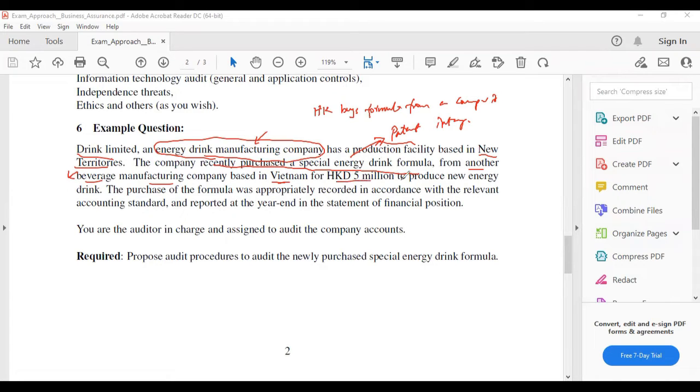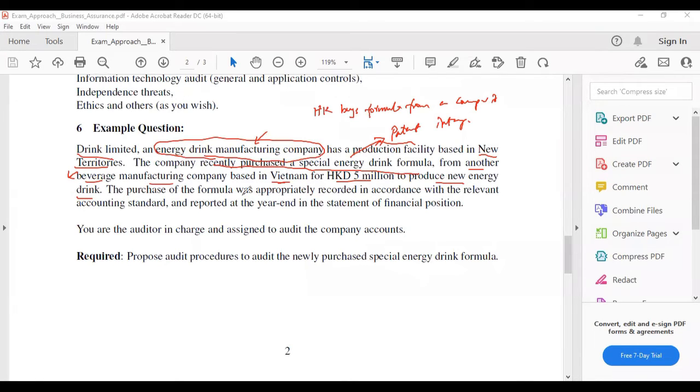So the question mentions the price of the purchase, which is important, to produce a new energy drink, right? The formula was purchased for the purpose of producing a new energy drink. Maybe introduce a new energy drink from Vietnam to Hong Kong. That could be one potential theory behind that, right?